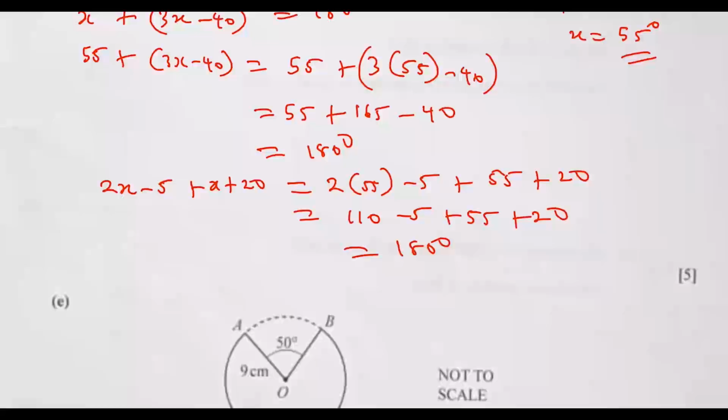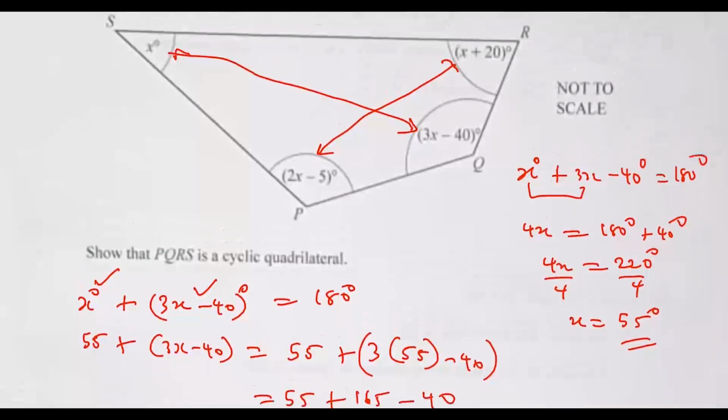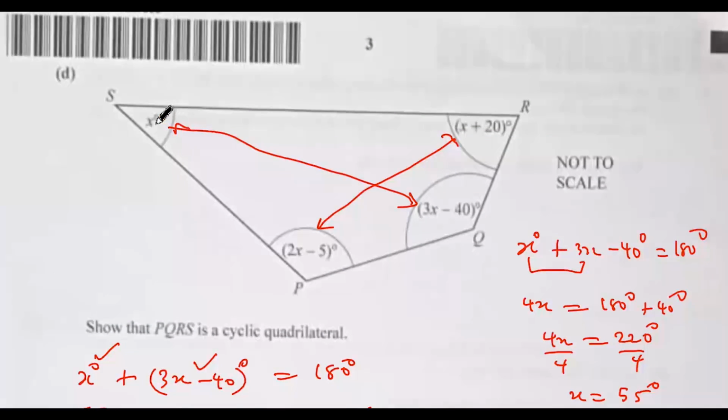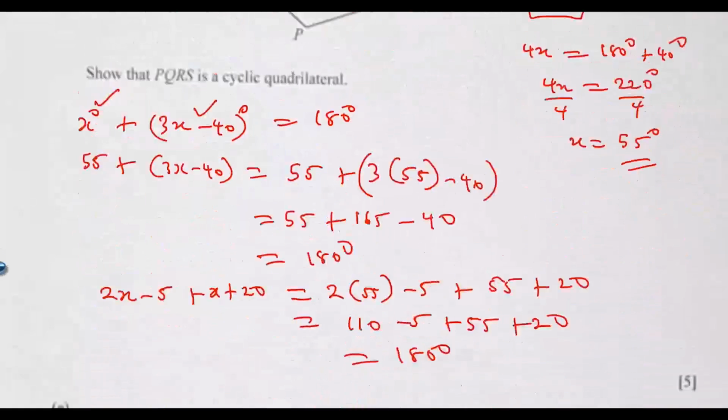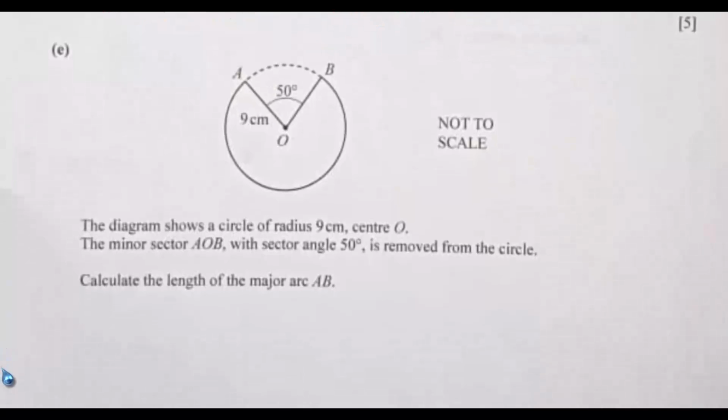So this has been shown, because we have shown that the opposite interior angles add up to 180 degrees. So we can go to the next question, that is part E here.